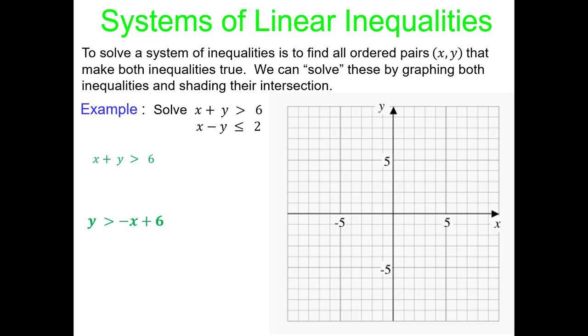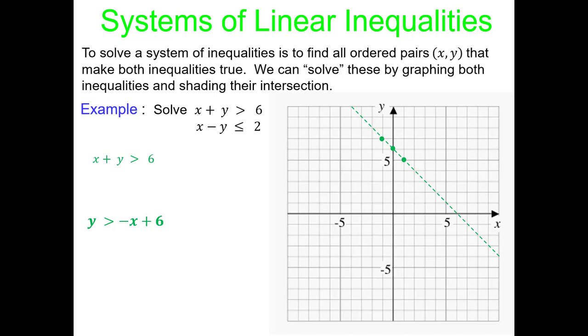The y-intercept here is 6, so we're going to plot our y-intercept at 6. And now the slope is -1, so we're going to rise -1 and run 1, or we're going to rise 1 and go left 1. Notice that because it says greater than, we're simply going to be putting a dashed line.